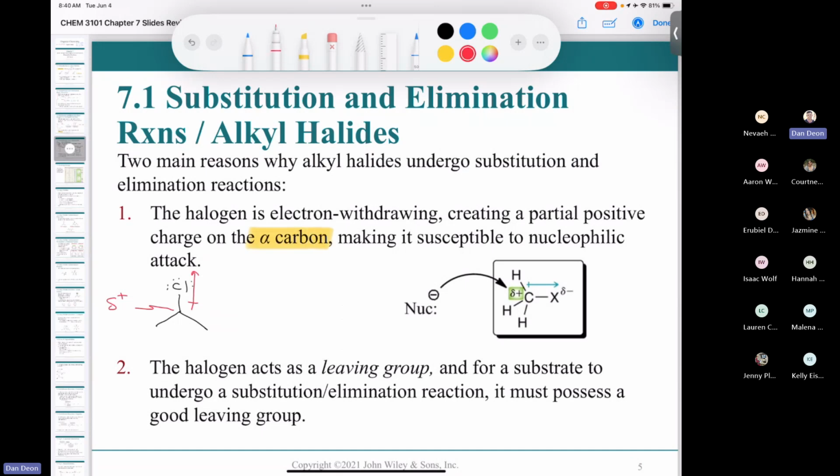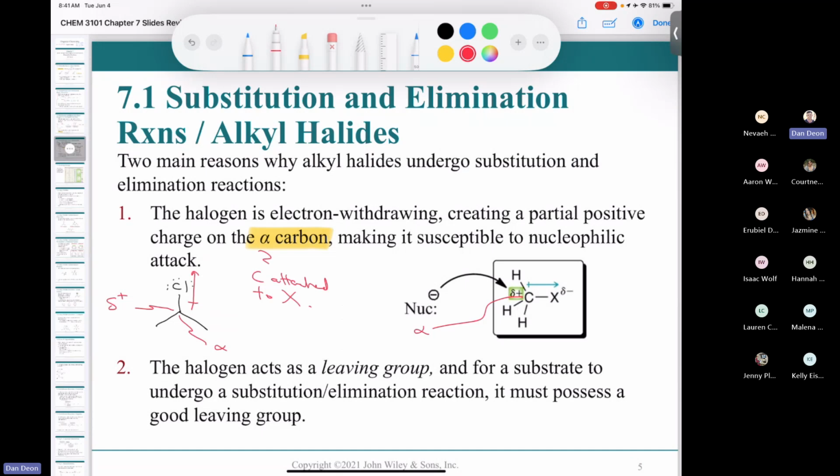So another thing you want to know is what an alpha carbon is. An alpha carbon is the carbon attached to the halogen. So this carbon right here, that would be the alpha carbon. Whenever I say alpha carbon, it's the one directly attached to the halogen, so it's the one that's susceptible to nucleophilic attack.